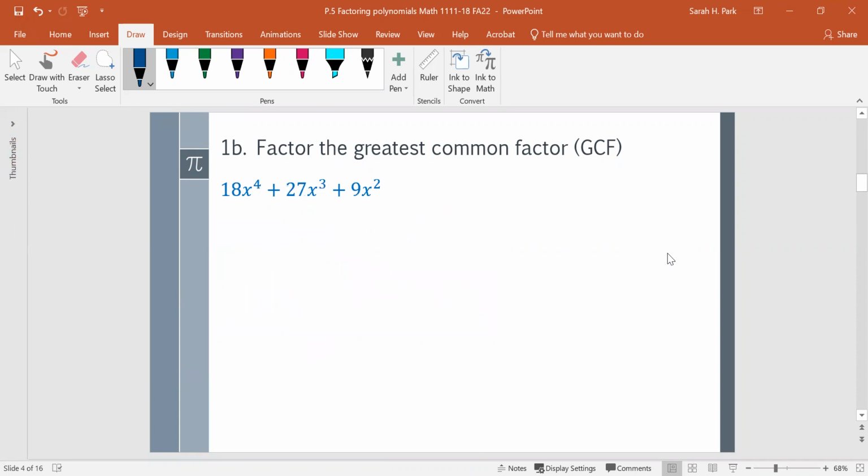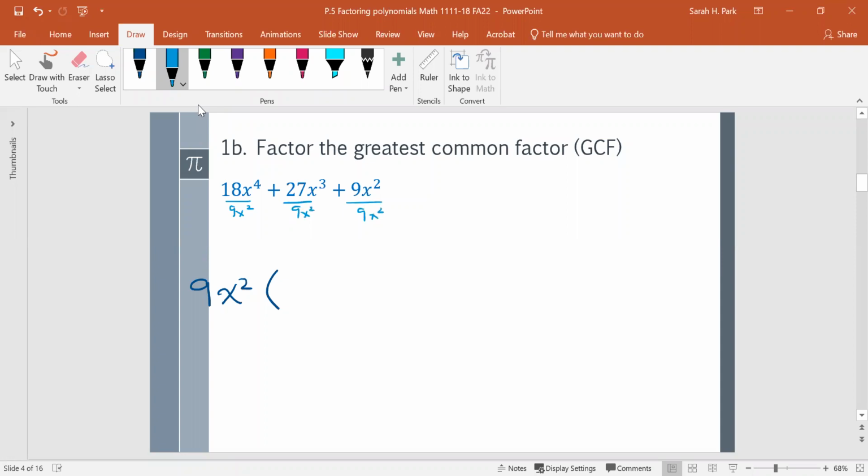Okay, so let's take a look at the second one, or we're calling this problem 1b: 18x to the fourth plus 27x to the third plus 9x squared. I'm looking at the x terms here first. It looks like they all have x squared terms. And if we look at the numbers 18, 27, and 9, it looks like we can factor out a 9. So we can factor out 9x squared. Something I like to do, although you don't have to do it this way, is just remind myself what I'm dividing by: 9x squared, 9x squared.